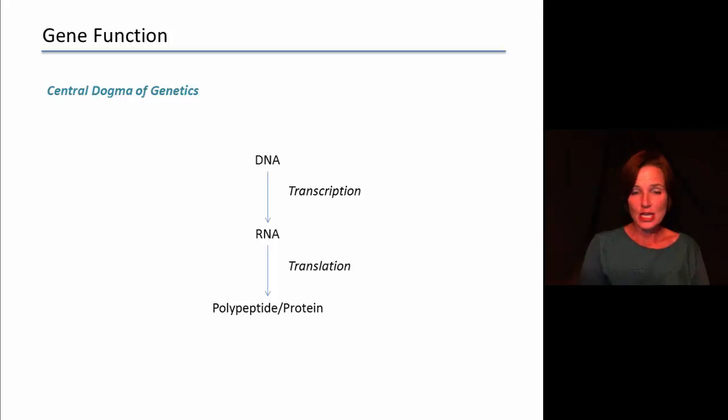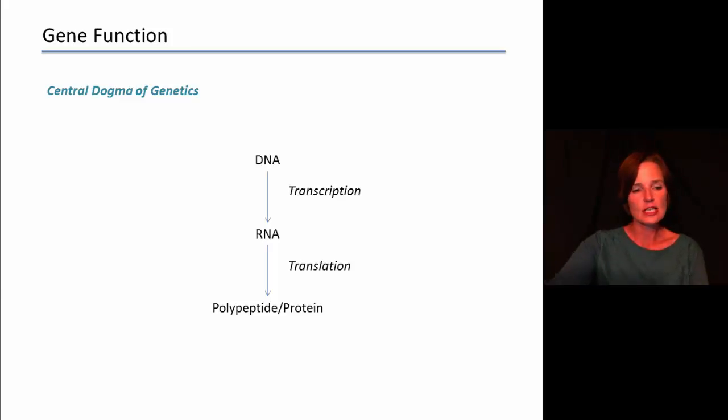In order to use the information in the DNA, we have to take the DNA molecule and make a small copy of RNA. That's the process of transcription. Once we have that RNA molecule, the next step is going to be taking it and translating it, or converting it, into a polypeptide sequence. That's going to be the process of translation.